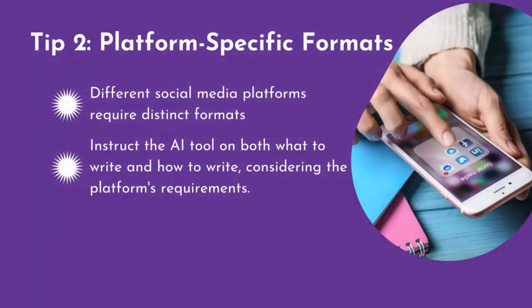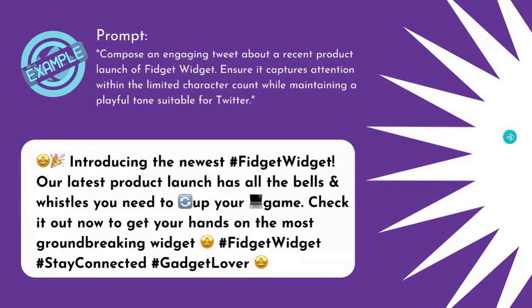So when you're looking at being platform specific, you've got to instruct the AI tool on both what to write and how to write it, considering the platform's requirements. Now, here's an example of that. Compose an engaging tweet about a recent product launch of Fidget Widget. That's, again, insert your own product or service. Ensure it captures the attention with limited character count while maintaining a playful tone suitable for Twitter.